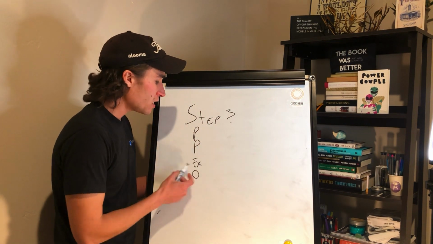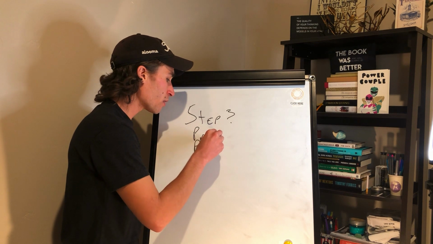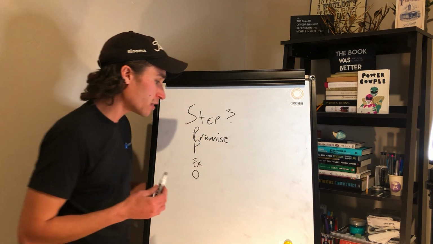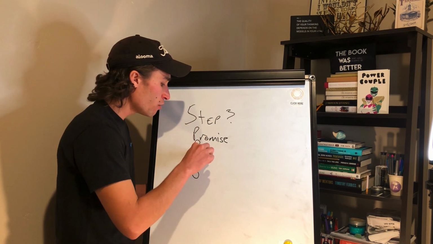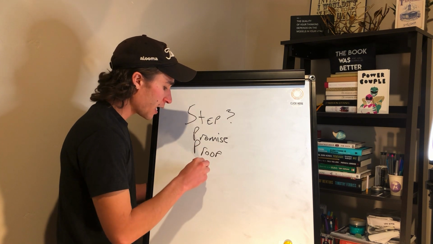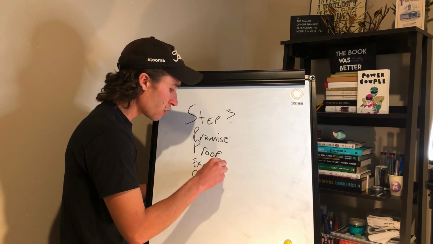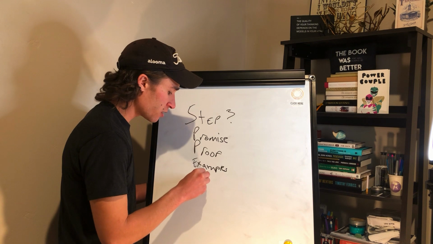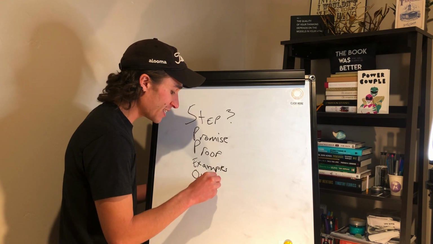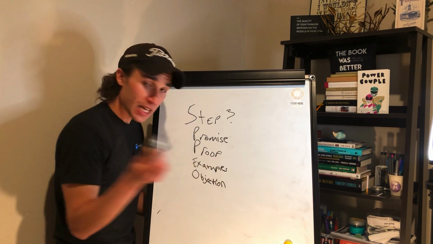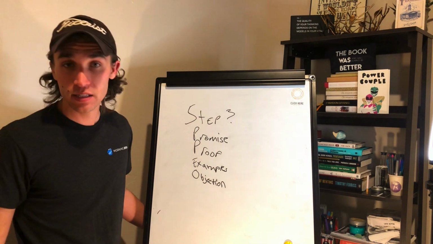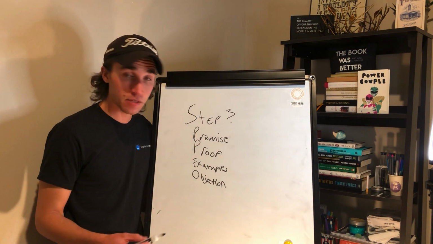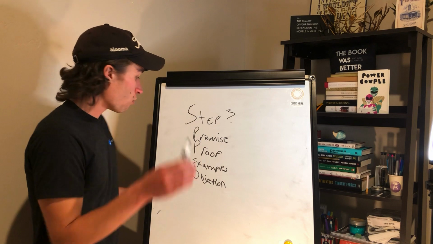So this acronym, what it stands for is promise. And my handwriting is atrocious. Promise, proof, examples, objections. And guys, this exact formula is all it takes to write an insanely successful sales page. Let me explain what each one of these means, and then we'll wrap up here.